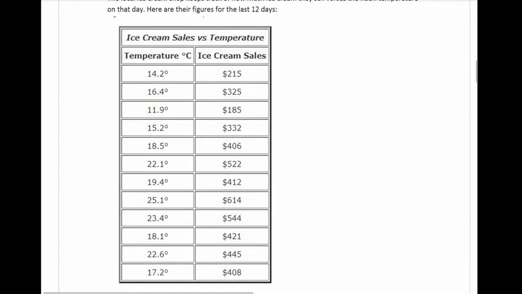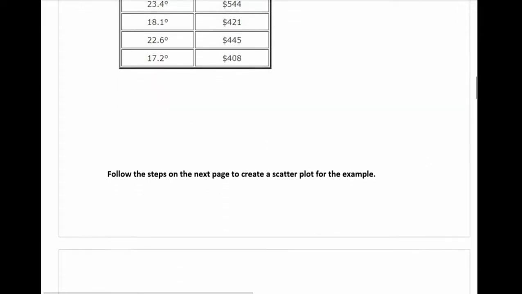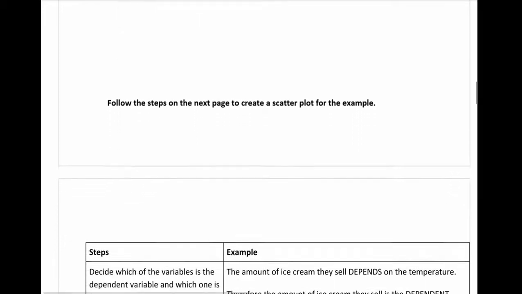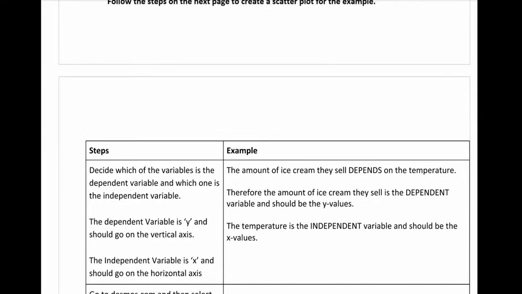So we have our table of ice cream sales versus temperature, with our two columns of data for the 12 days. The following steps on the next page are basically how you create a scatter plot, and we're going to focus more on the technological side rather than just pen and paper. The first step: we need to decide which variable is dependent and which is independent. Remember, the dependent variable is y and goes on the vertical axis. The independent variable is x and goes on the horizontal axis.